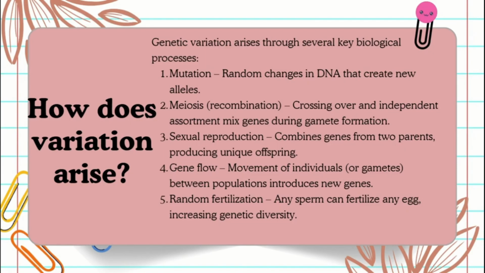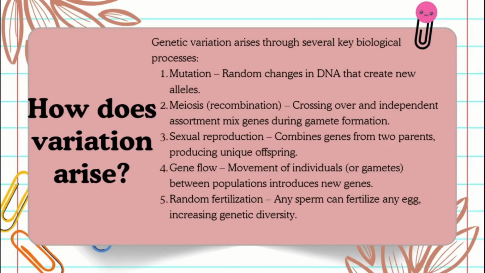Then you have independent assortment, and that happens in metaphase 1, and that's basically when the chromosomes are lining up at the equator, in the middle of the cell. Basically, they don't line up at the cell in any particular order, if that makes sense. They just line up completely randomly. And so by the time anaphase happens where they're pulled to opposite ends of the cell, they're pulled all over the place because they did not line up in any particular order, and that allows for some more variation, some more differences in the offspring.